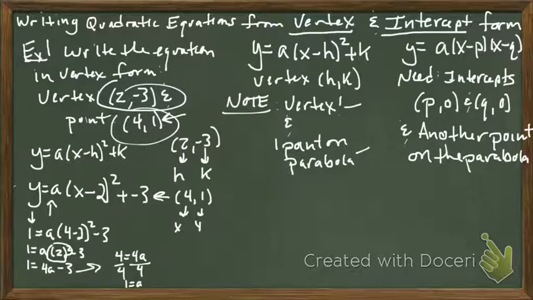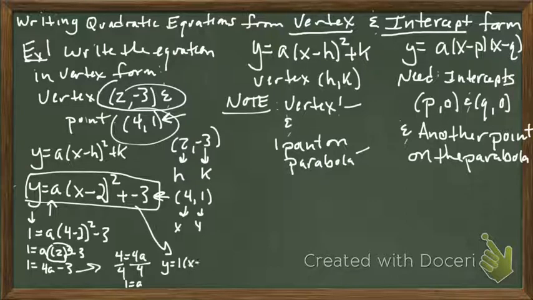Guys, I know my equation now. Let's go back to this guy and replace the a with a 1. So I'm going to have y equals 1 times x minus 2 squared minus 3. Now you know that we really don't need to write the 1 there.